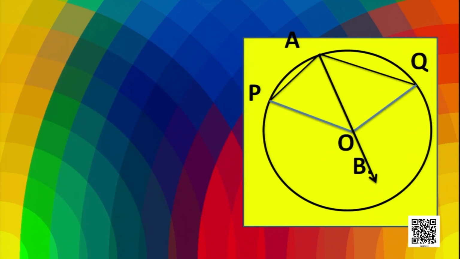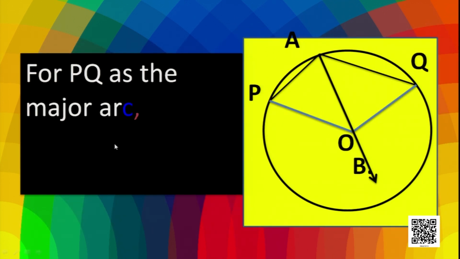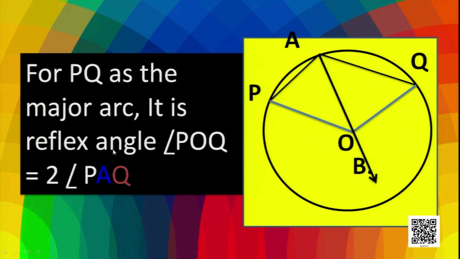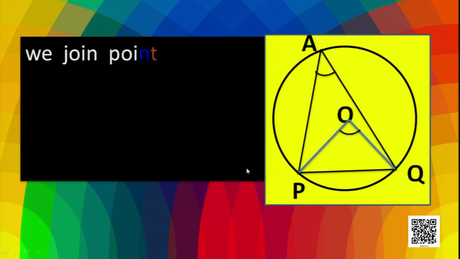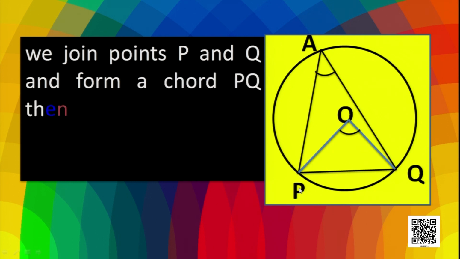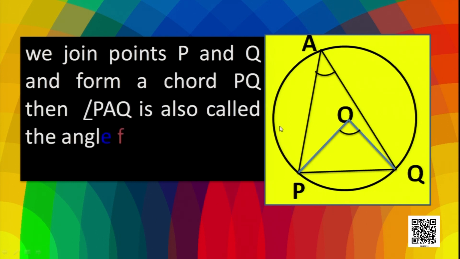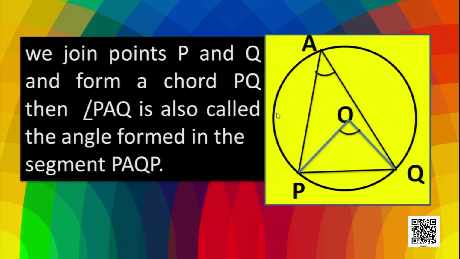The minor arc, what can we say for PQ as the major arc? That it is reflex angle of POQ. This is reflex angle of POQ, that is, its value is twice the angle PAQ. Now you see, in this case, if we join this P and Q, we get a segment. If this is the segment, we have two segments, one is major segment and another is minor segment.